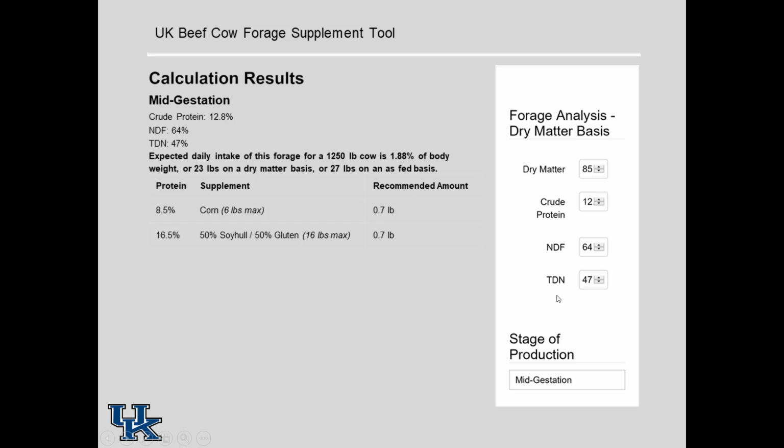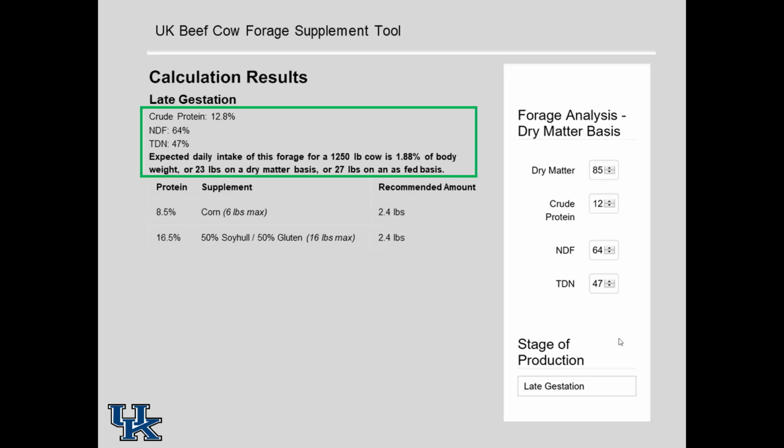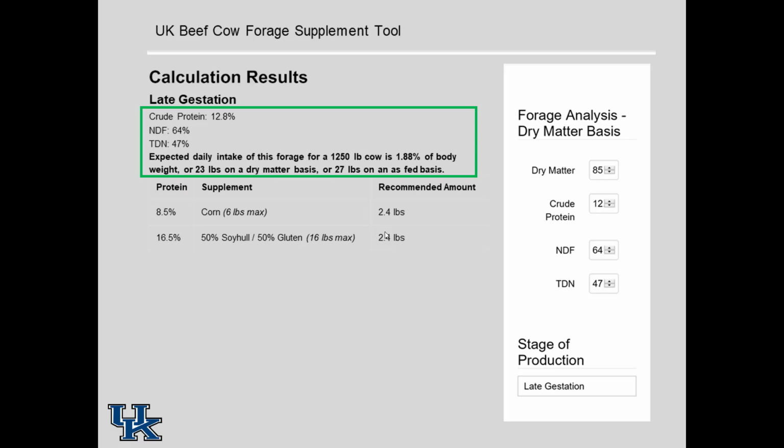This is going to be the only thing I changed here. Let's go here. Okay, so there, the forage analysis, same thing right there. Mid-gestation. Now, if you go change to late gestation, let's take a look at what happens. So we go from needing a little bit of corn, a little bit of soy hull, corn gluten. Now that's mid-gestation up to late gestation, 2.5 pounds of corn, 2.5 pounds of the soy hull corn gluten mix.